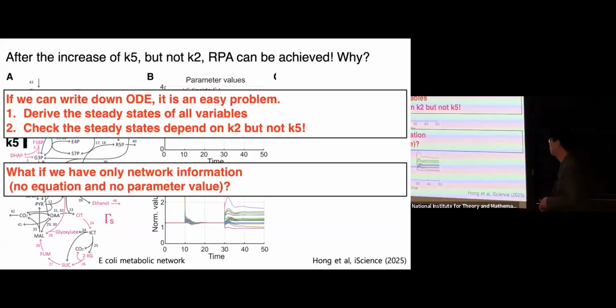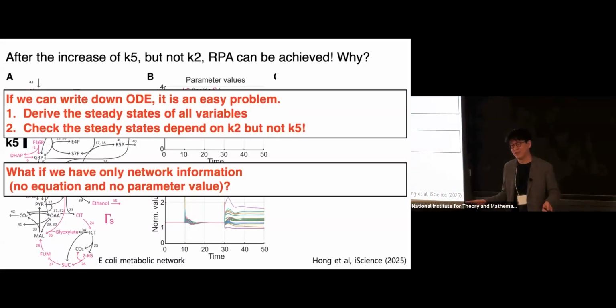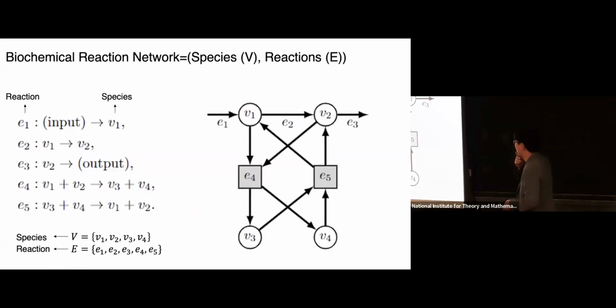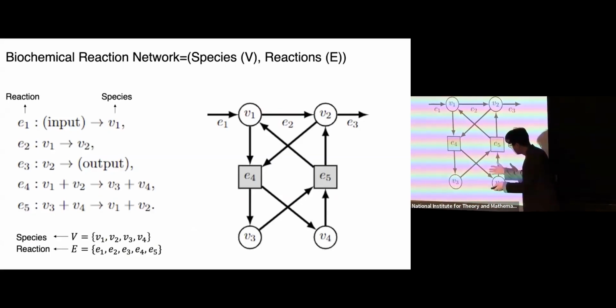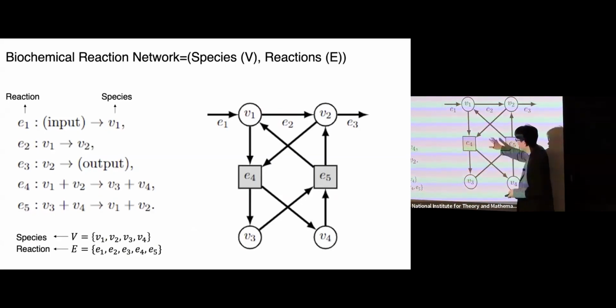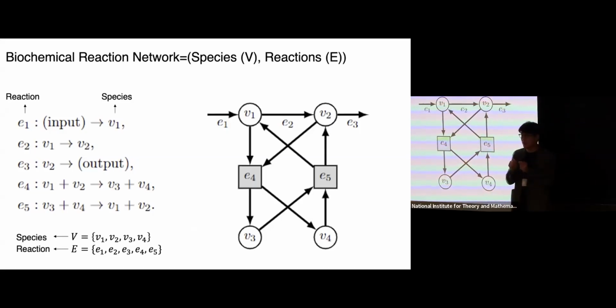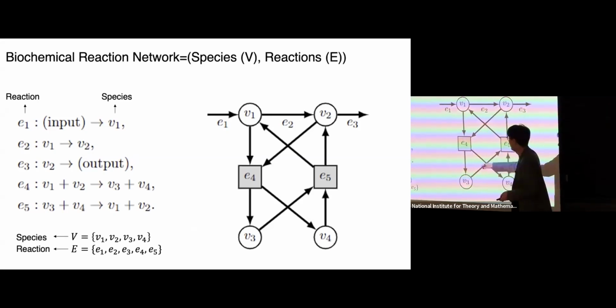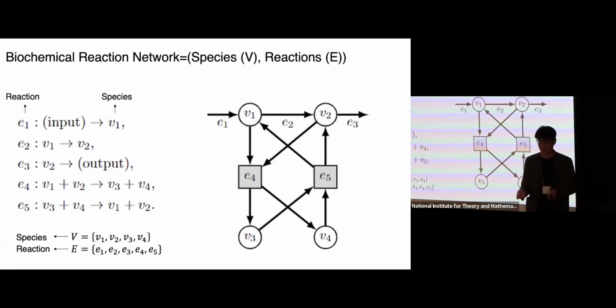However, what if we only know the network information? We don't know the model. We don't know the parameters, the equations, etc. Then what can we do? For this, we need to introduce very simple network terminology. In this biochemical reaction network, V1, V2, V3, V4 represent the species, like molecules. And E1, E2, E3, E4, E5 represent the reactions, okay?